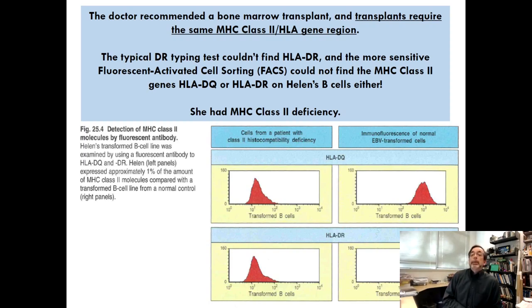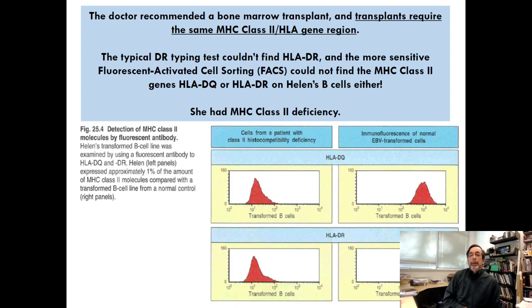So transplants will require the same MHC class 2 or HLA gene region. They need the same antigen presentation because the whole immune system is based on T cells recognizing the MHC class 2s that you were born with. So the T cells that you have will need to see the MHC class 2s. The good news is there's enough diversity that you can usually find someone who matches you close enough, but you have to go looking because there's so much diversity.